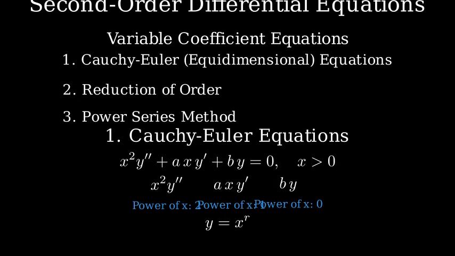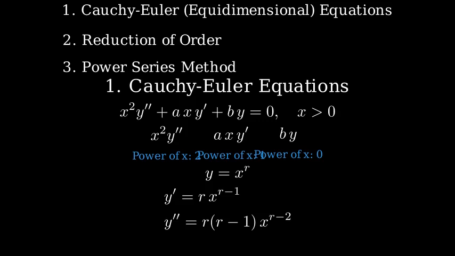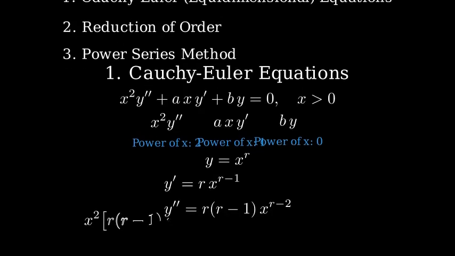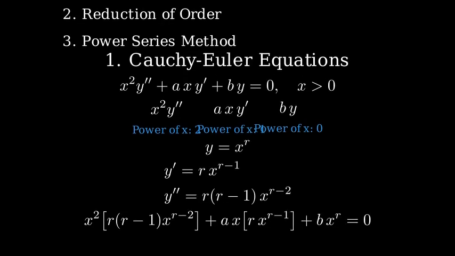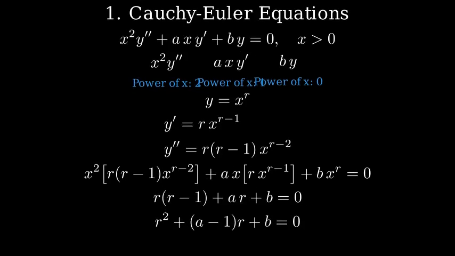We try a solution of the form y equals x to the power of r, where r is a constant we need to determine. Taking the derivatives, we get y prime equals r times x to the power of r minus 1, and y double prime equals r times r minus 1 times x to the power of r minus 2. Now, we substitute these expressions into our original differential equation. After substitution and simplification, we get r times r minus 1 plus a times r plus b equals 0. Rearranging, we get the characteristic equation. r squared plus a minus 1 times r plus b equals 0.